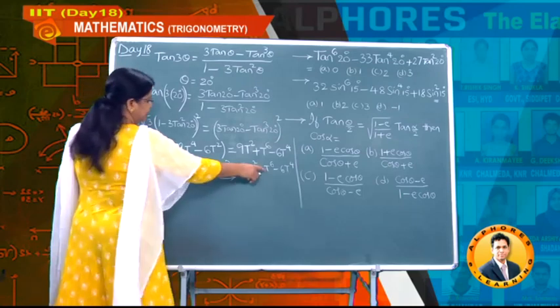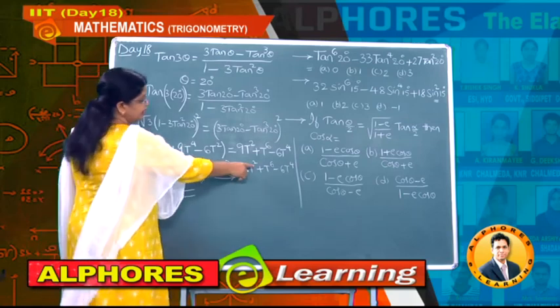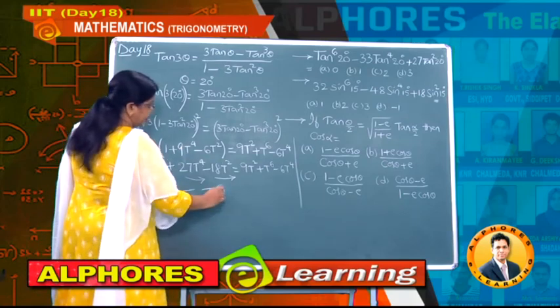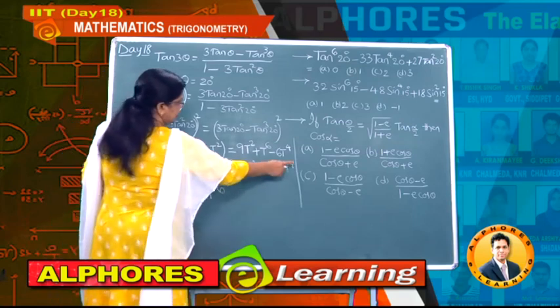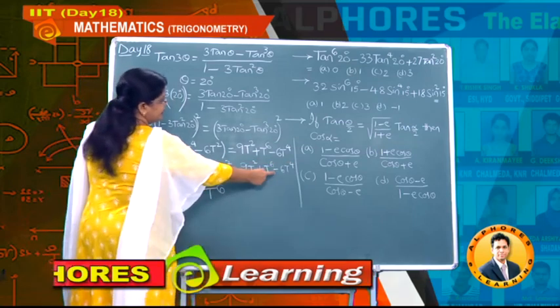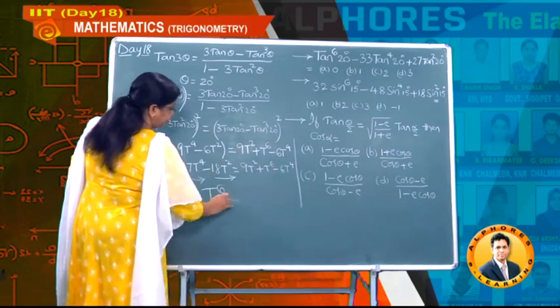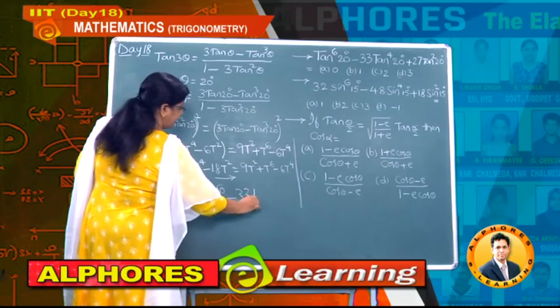Then what will happen here? 3 equals, understand, 3 equals tan to the power of 6, and after that observe here the next power is 4, and this one is 27. If it goes to that side it will become 33. So minus 33 times tan to the power of 4.